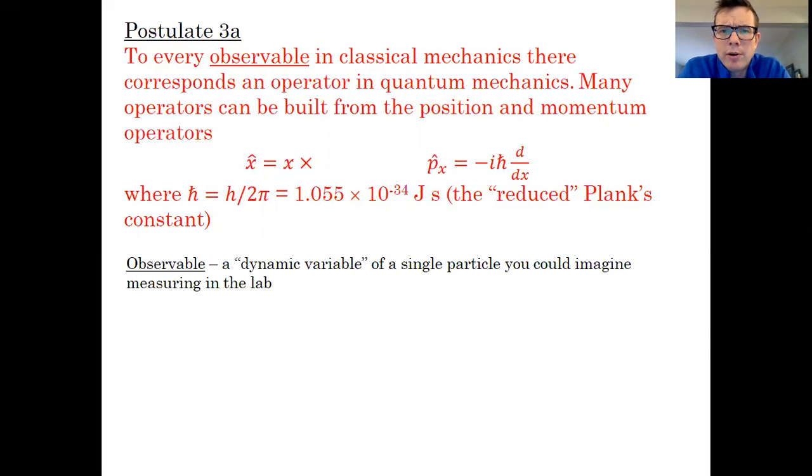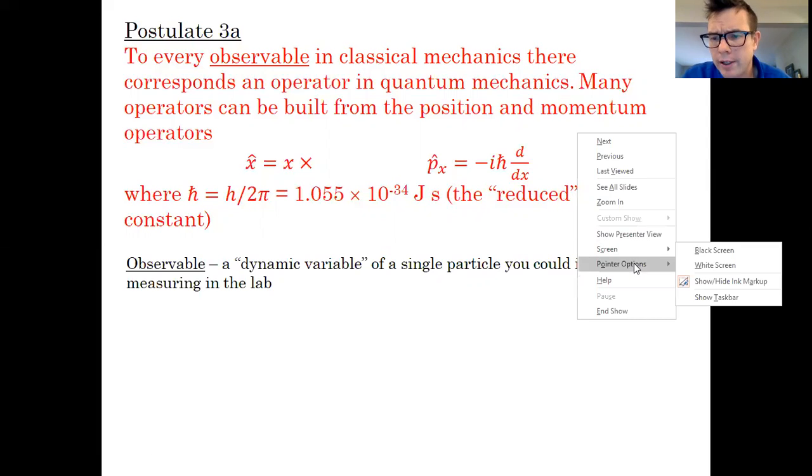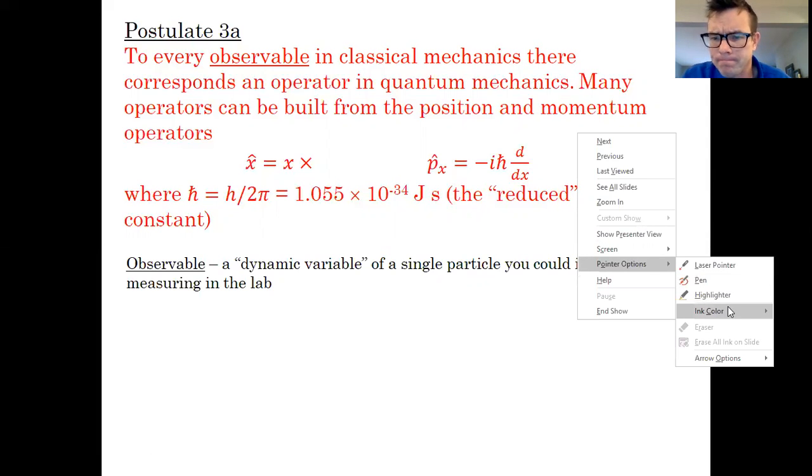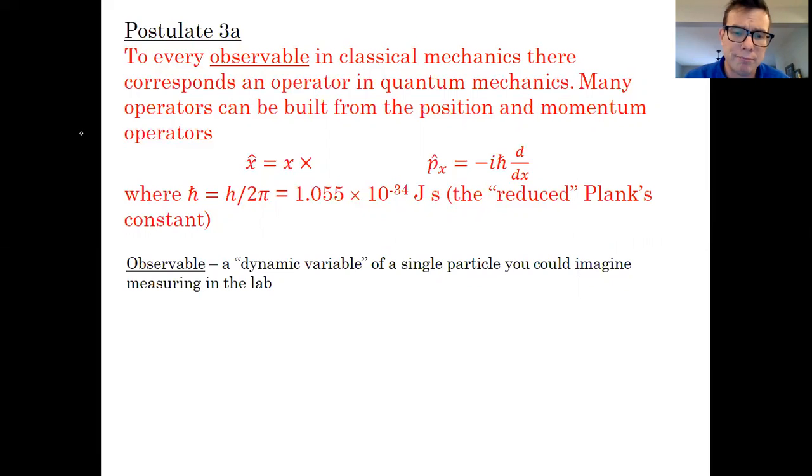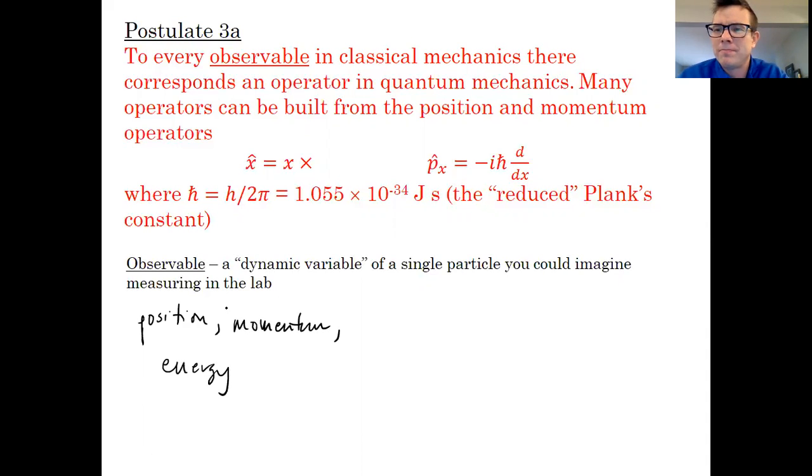The first is observable. What's an observable? Well, it's a dynamic variable of a single particle that you could imagine measuring in the lab. Something you could go into the lab and measure. So for example, it would include things like position. You could imagine measuring the position of some particle. It would include momentum. Energy. You can measure the energy of a particle. These are all dynamic variables, things which change, which I could imagine measuring for a single particle.